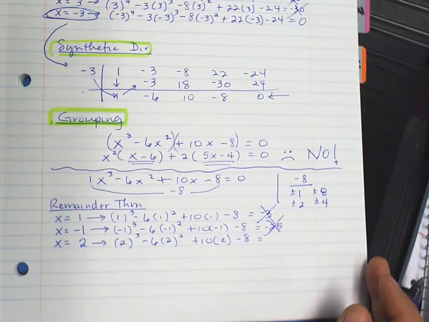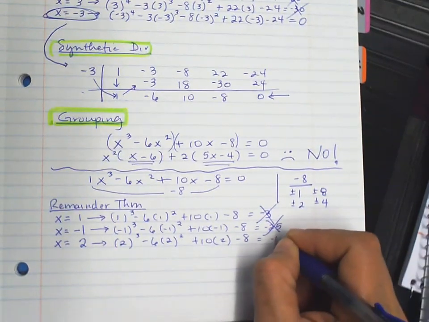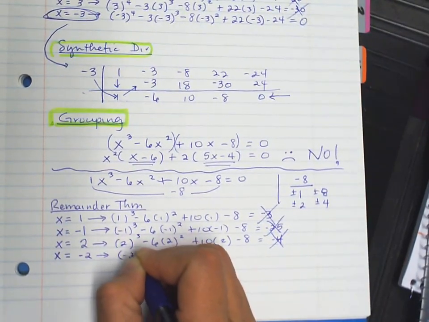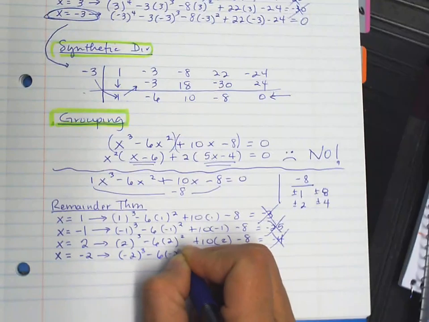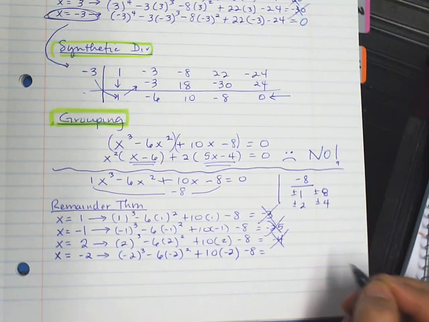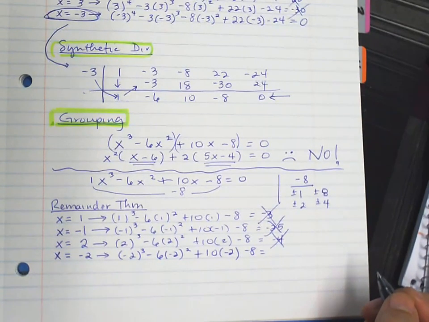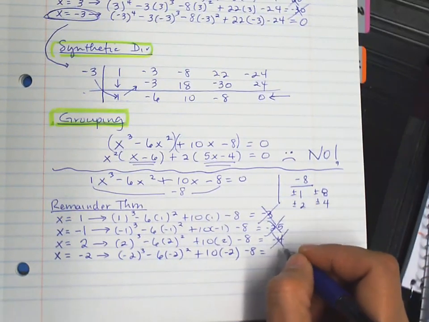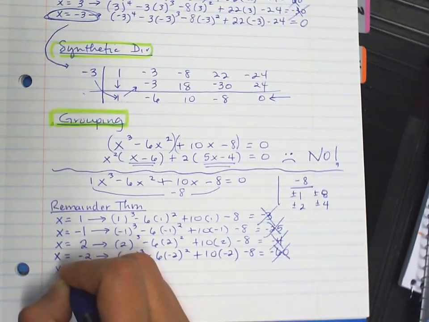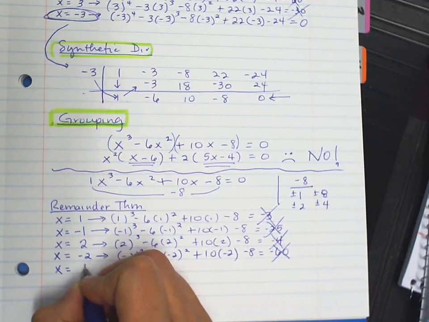Okay, so when we plug in 2, what do we get? -4. Still not the one. X equals -2. So what do we get when we plug in -2? -60. That doesn't work. So now let's try x equals +4.